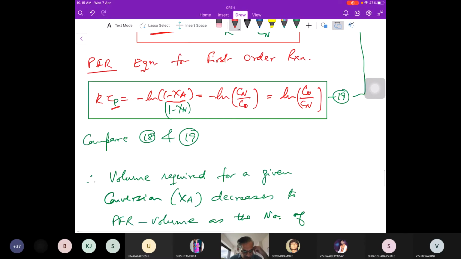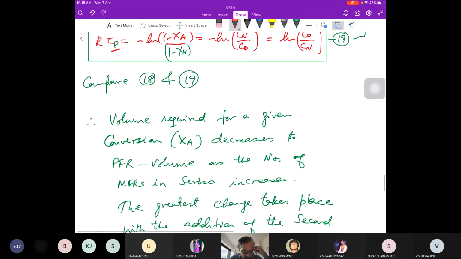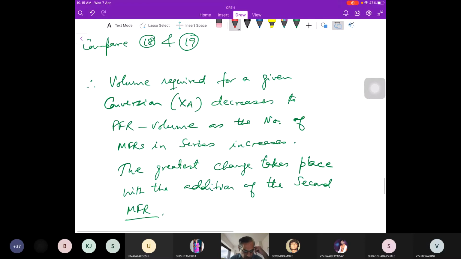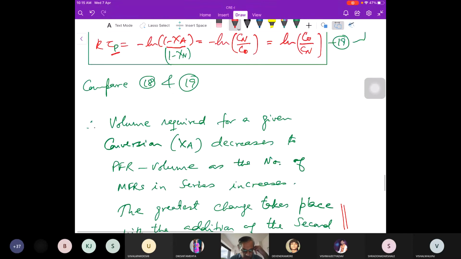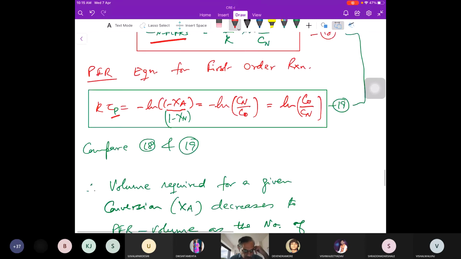So if you compare 18 and 19, the volume required for a given conversion XA decreases toward the PFR volume as the number of reactors increases. The greatest change takes place with the addition of the second MFR. Because one reactor plus a second reactor gives the largest change in volume. Right? So ultimately what happens?